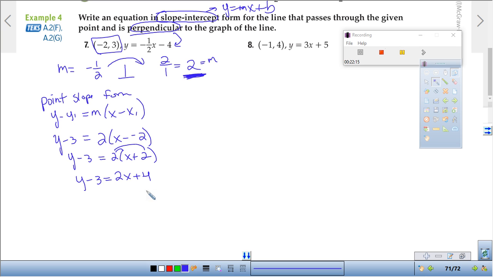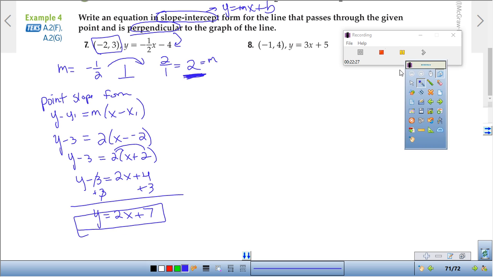y minus 3 is equal to this. Now we'll add 3. And then we'll have these cancel out. We're going to go with y is equal to 2x plus 7. Perfect.